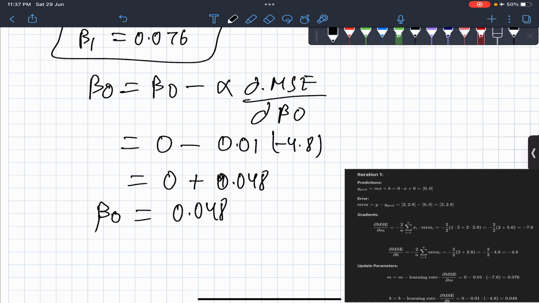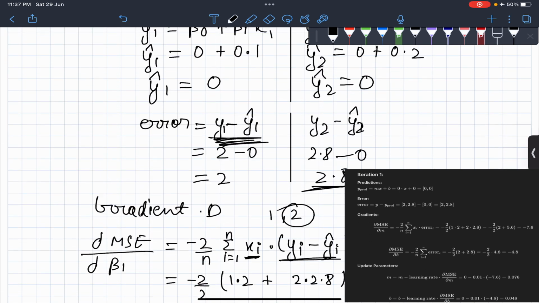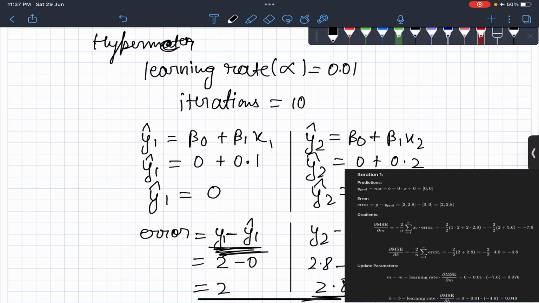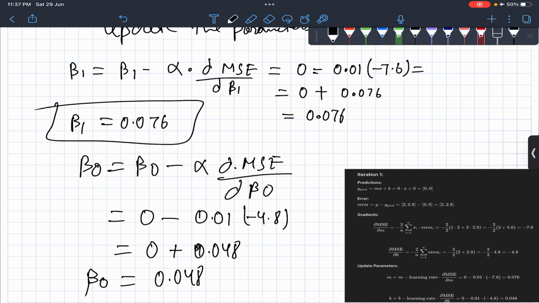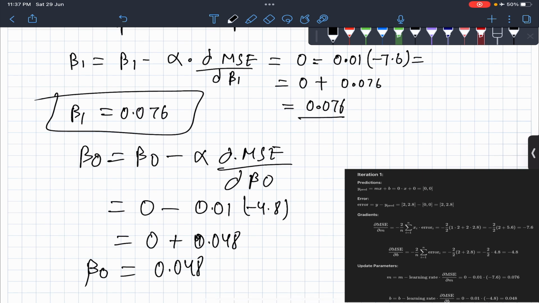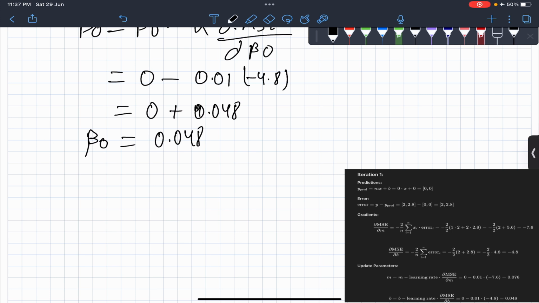Okay, new beta 0. So now in the first iteration we are done with our first step, in which we initialized our parameters to 0, 0, and we got our new parameters, which are larger than 0: 0.076 and 0.048. Now we have to predict on this actually. Now I will do this one more iteration and show how it gets updated.